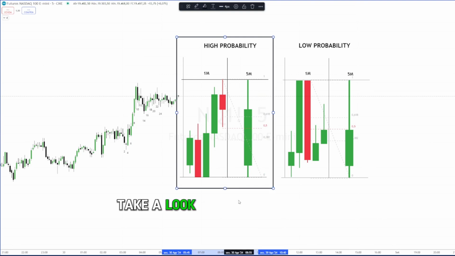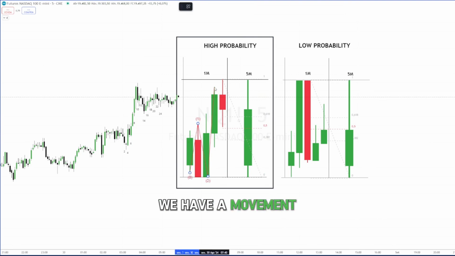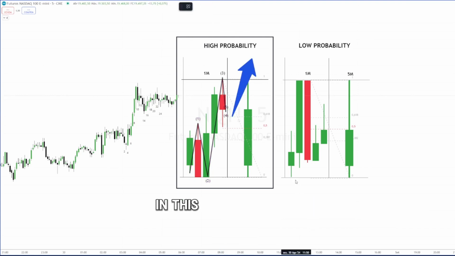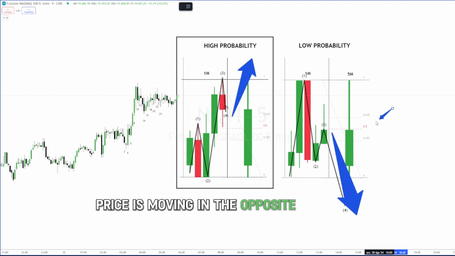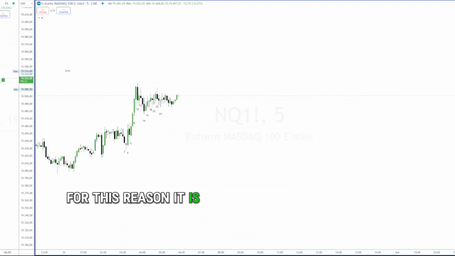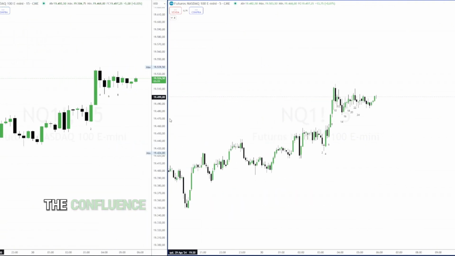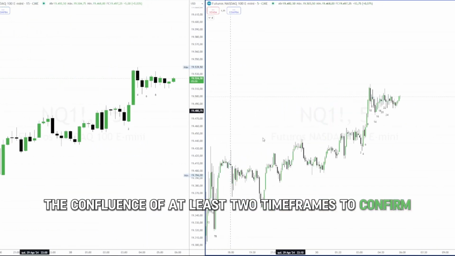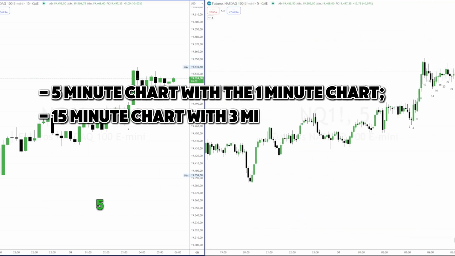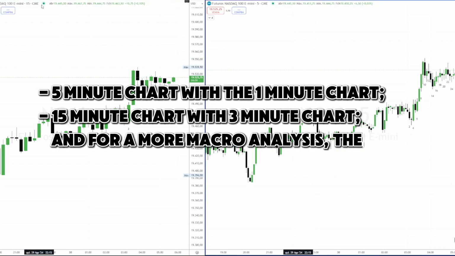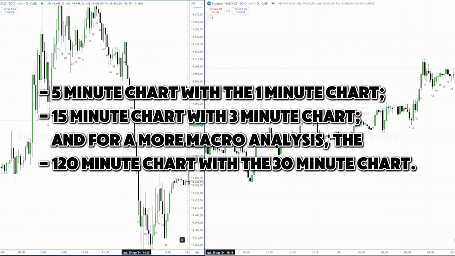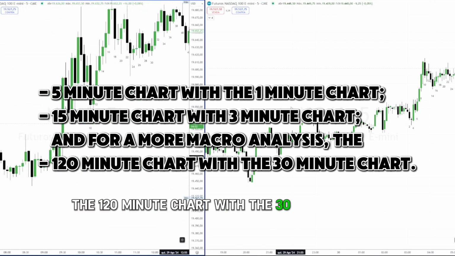Take a look. In this first example, we have a movement that gives us a higher probability of the price continuing to rise. In this other example, price is moving in the opposite direction on the shorter time frame. For this reason, it is extremely important when trading to use the confluence of at least two time frames to confirm the price movement. I particularly like to use the following confluences: 5-minute chart with the 1-minute chart, 15-minute chart with the 3-minute chart, and for a more macro analysis, the 120-minute chart with the 30-minute chart.